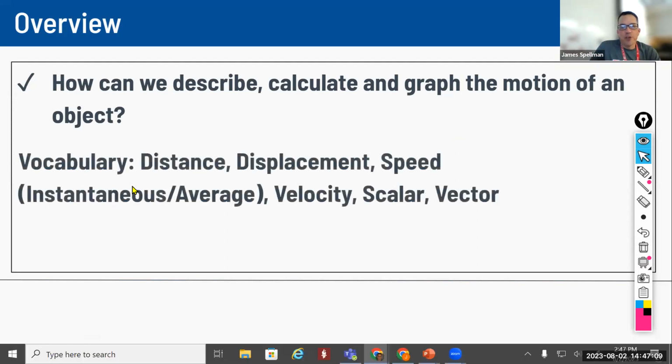So some of the vocabulary we're going to have is distance, displacement, speed, which can be either instantaneous or average, velocity, and then 2 words, scalar and vector. So you see those, if you're taking a note along with this, those are the ones that you probably want to key in on.